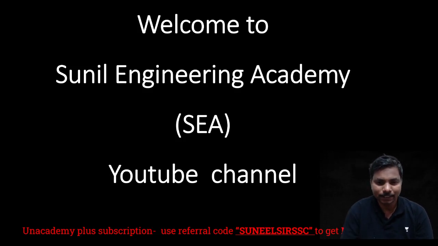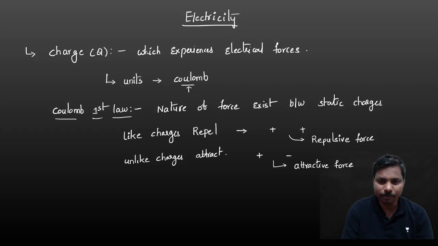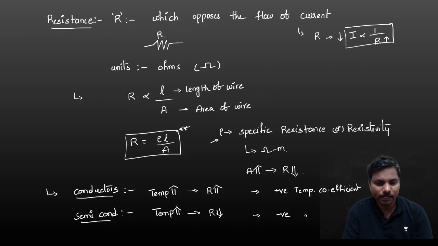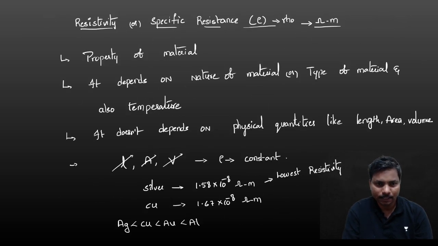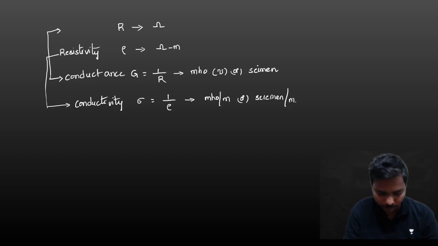Students, in this general science physics, we have already started with the topic electricity. In that topic, we have completed some of the important points: charge, Coulomb's laws, electric current, resistance, conductance, resistivity, and also conductivity. These topics we have completed now. So if you want previous, you can just click on the playlist. You can find out the previous session. And let us start this session.